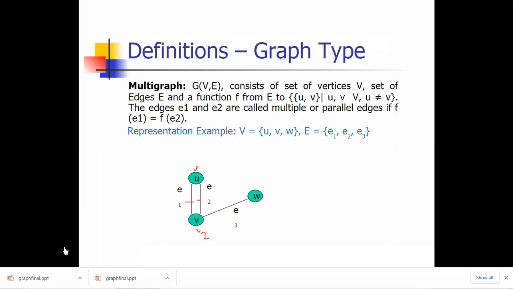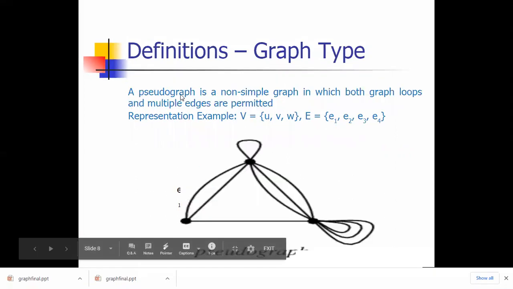So we have seen the multigraph. Now the pseudograph. What is meant by a pseudograph? A pseudograph is a non-simple graph, firstly, in which both loops and multiple edges are permitted.